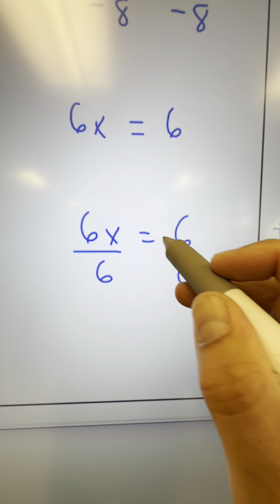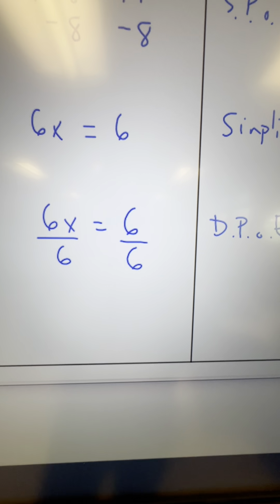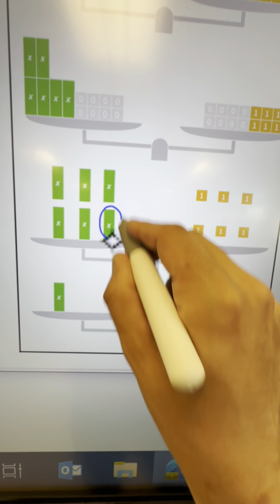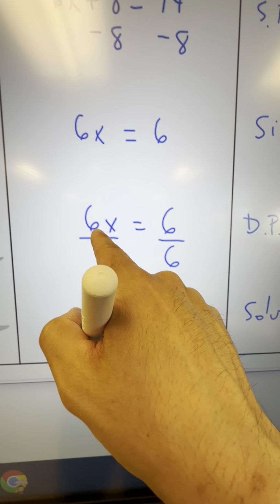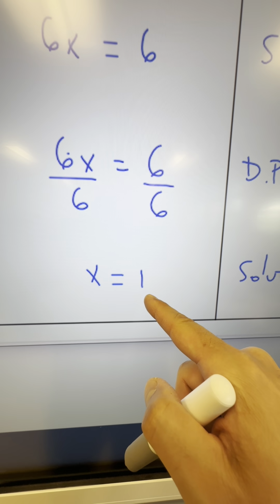It should just be divided by 6 on both sides. So 6x equal to 6, divide both sides by 6. That's your division property of equality. And by creating 6 groups on both sides, you can clearly see that each of these x's matches up with one of the ones. So x is equal to 1 is our solution. And algebraically, notice when you do 6 divided by 6, that's just 1x, and 6 divided by 6 is just 1.